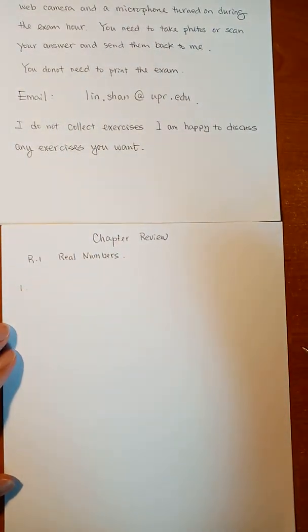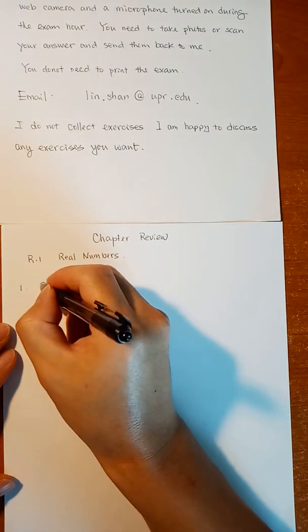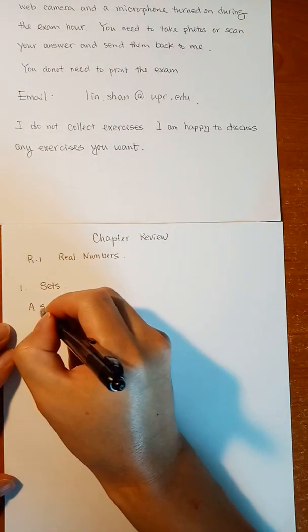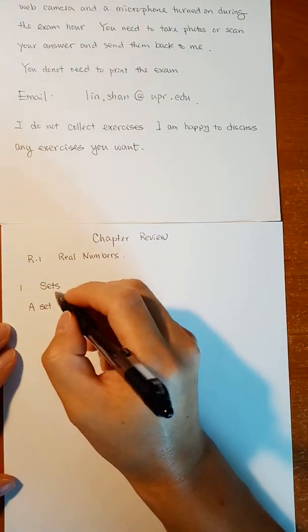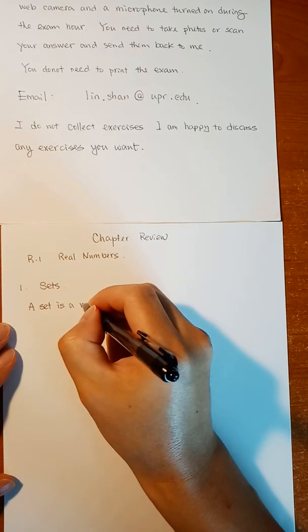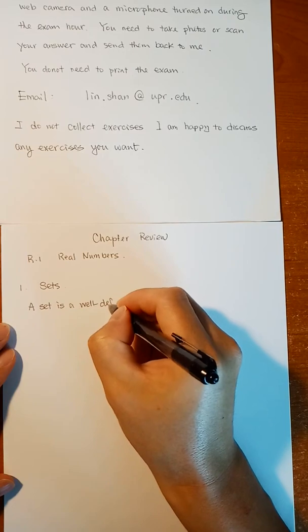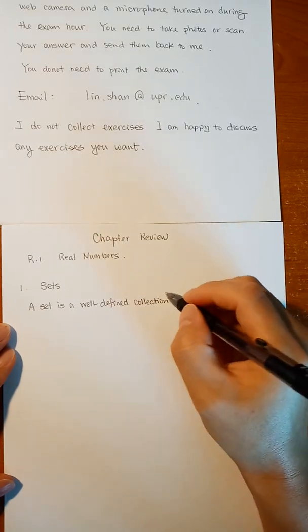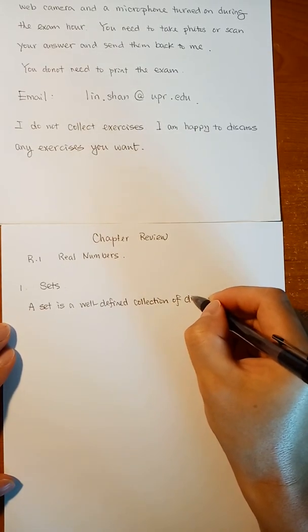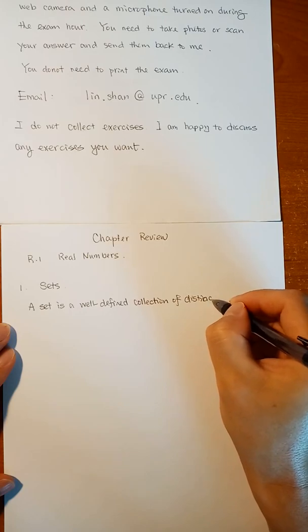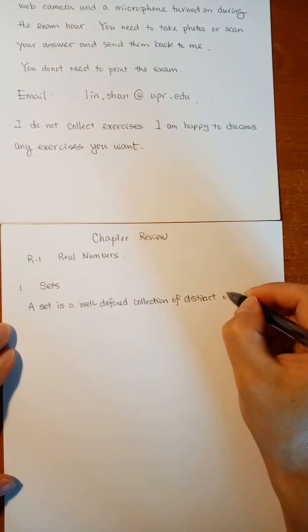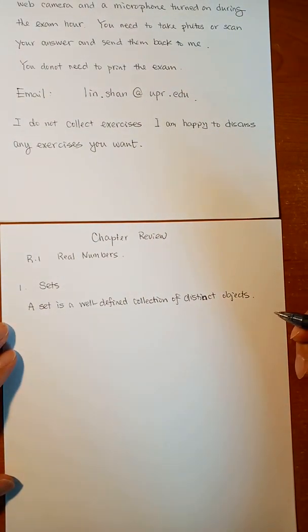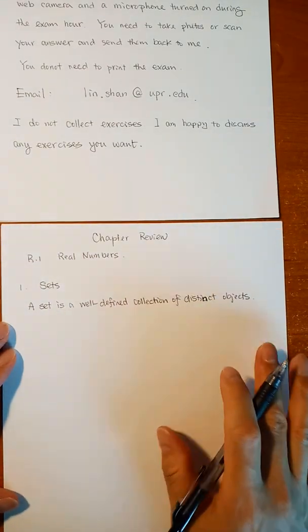First, we review the concept of so-called sets. A set is a well-defined collection of distinct objects. Okay, so this is the definition.